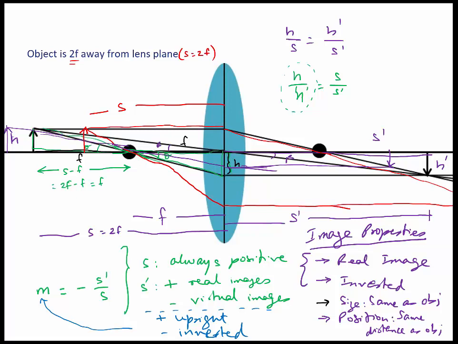So far, all 3 examples we talked about had different sizes and different positions of the image based on the object position, but they were all real and they were all inverted. Can we have a virtual image for a converging lens? Well, let's take a look.